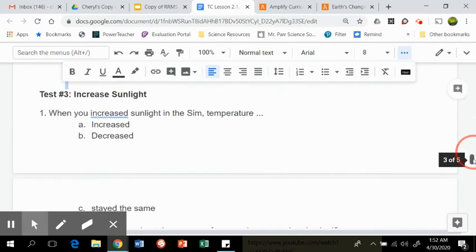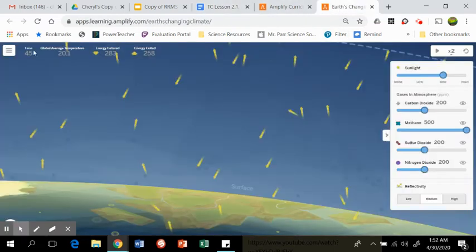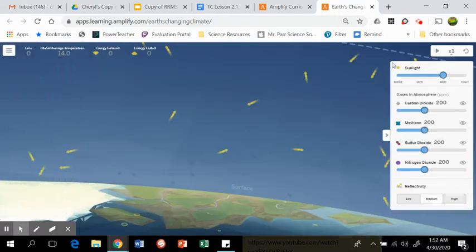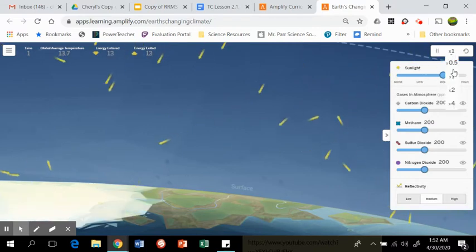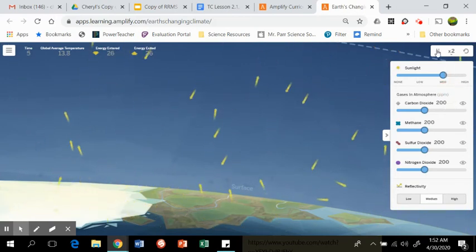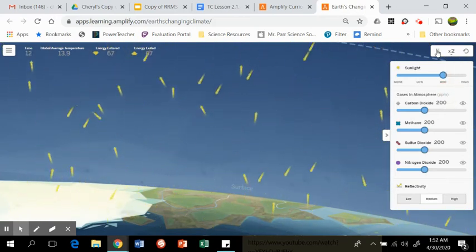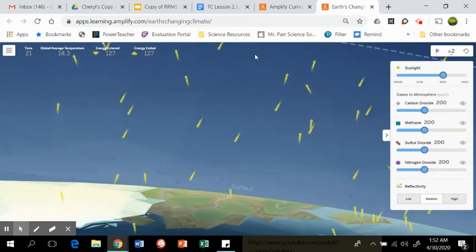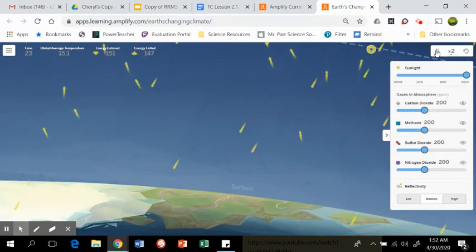Okay, so now we're going to test sunlight. So I'm going to reset this. And I'm going to let this play for about 20 seconds. Okay, so global average temperature is about 14.3. Right now, energy entered and exited are equal, but now I'm going to increase sunlight. I'm going to increase sunlight to high. I'm going to let this play.